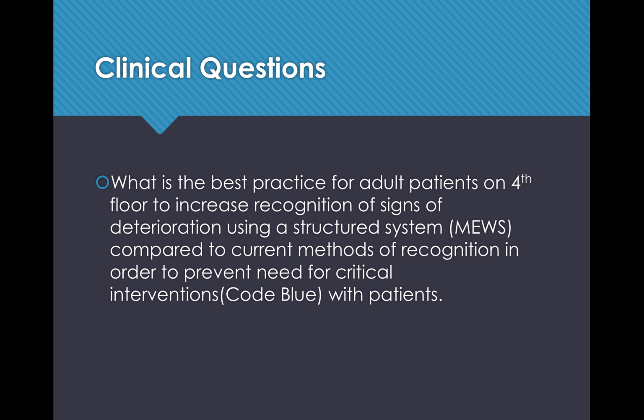In this particular example, the P is clearly identified and very specific: adult patients on the 4th floor. The desired outcome is prevention of the need for critical interventions such as code blue. The intervention is use of a structured system, MEWS scoring system, compared with current methods. Current methods being the status quo or current practice.